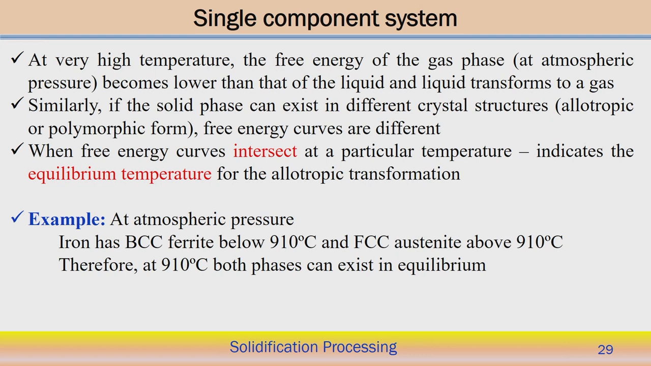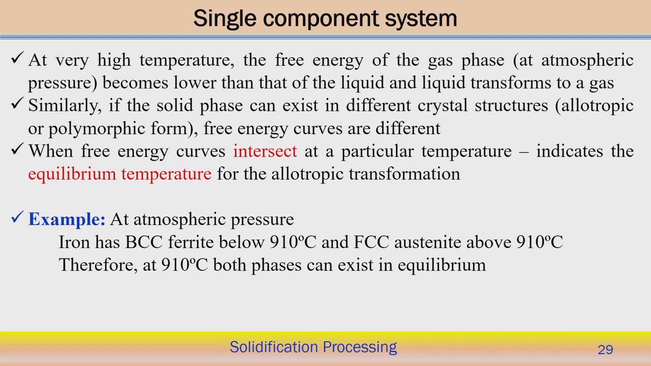at very high temperature, if it further changes from liquid phase to the gaseous phase, then the Gibbs energy will reduce further, and the gaseous phase will be more stable at very high temperature as compared to the liquid phase. Similarly, the solid phase can exist in different crystal structures, and that is normally for the allotropic or polymorphic forms of the same material, existing with different types of structure. So, in that case, the free energy curve will be different. In the last class we discussed that even FCC iron and BCC iron, although the material is the same, their crystal structures are different. So, we can consider these as two different phases. Therefore, their free energy curves will be different.